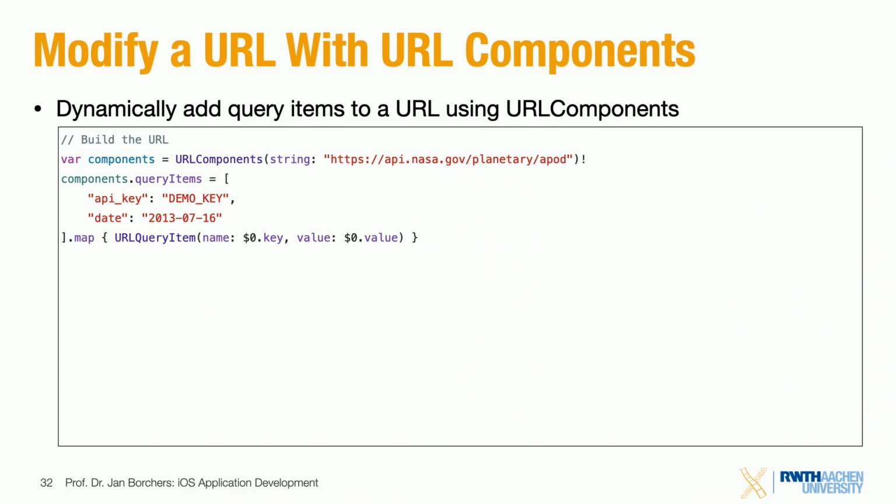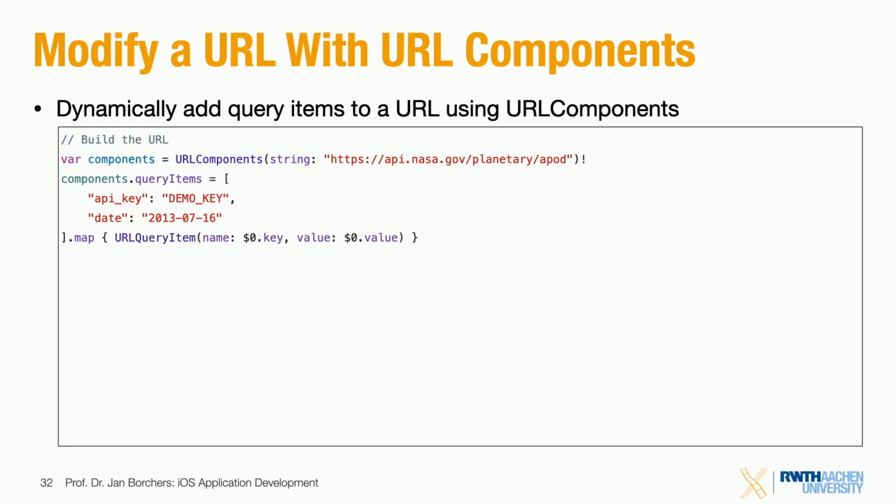And we also see an interesting little application of the map function here. Just want to show you what's going on here. So we've got the API key and demo key and date 2013 and so on. So we've got two key value pairs that are both strings. And what we're doing here is we're taking this array of string pairs, and we're applying the map function to it. And there is the trailing closure syntax.